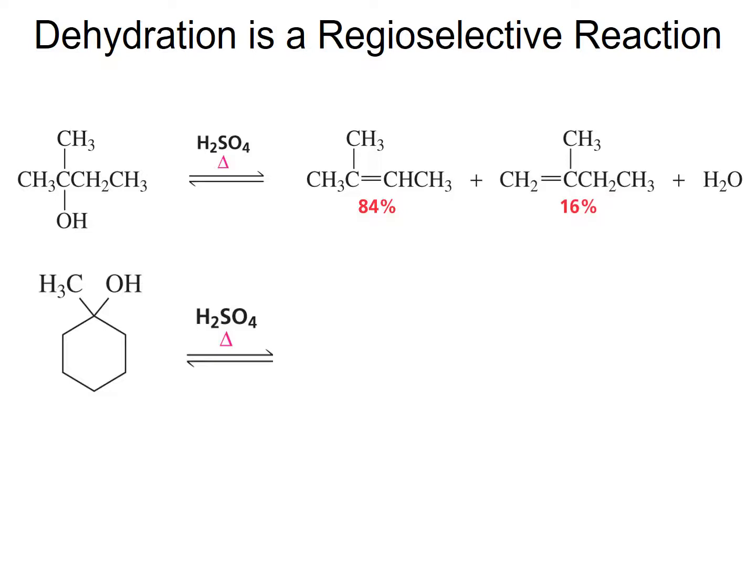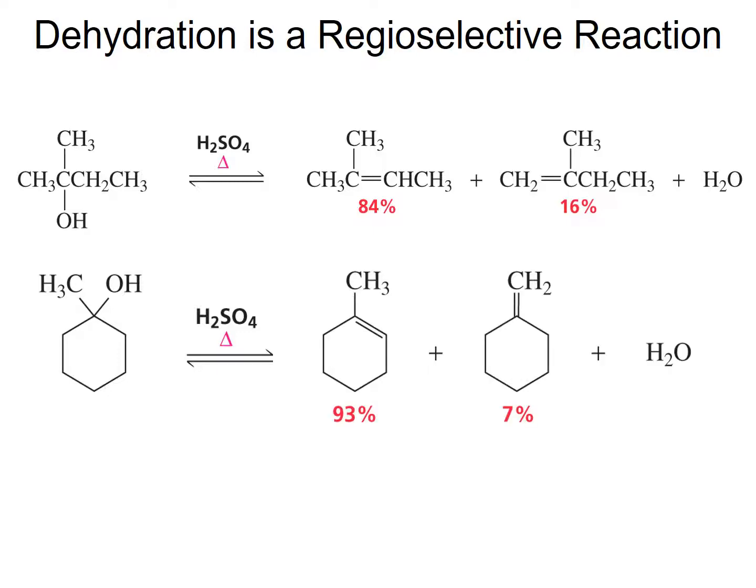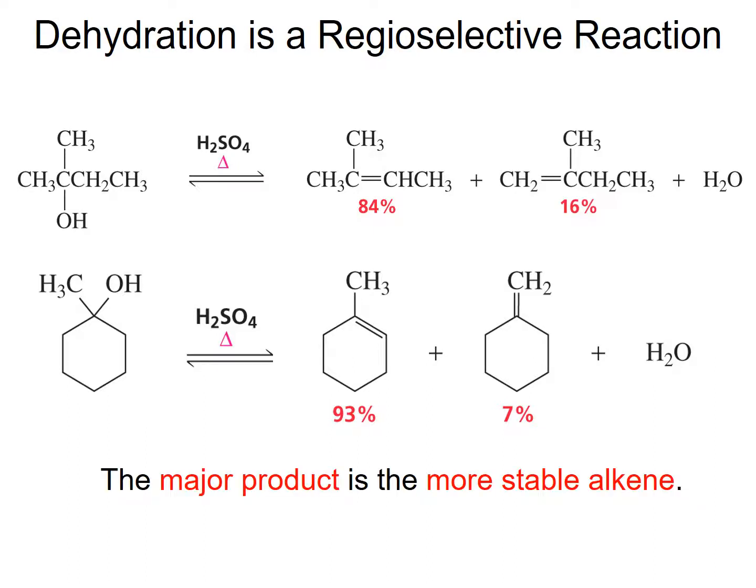Remember our rule, when you're deciding which carbon to take the hydrogen from, you're looking for the carbon that has the least number of hydrogens already. Here in this case we have really 3 carbons, but 2 of them are the same on the ring. So we're going to have a higher percentage of the more substituted product with the double bond going in the ring versus going out. So the major product is always going to be the more stable alkene.